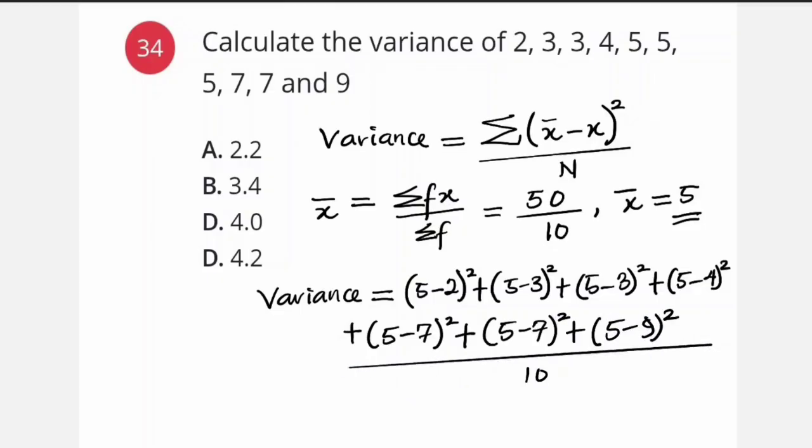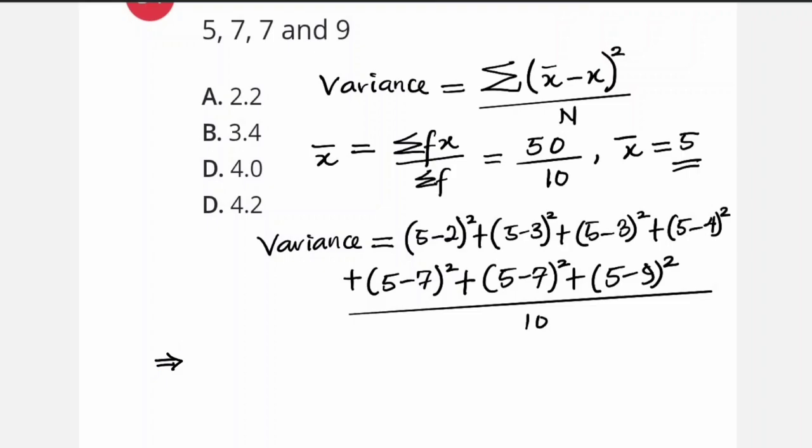Everything divided by 10. By evaluation, we see that 2 from 5 gives us 3. 3 squared gives us 9. So here we have 9 plus 5 minus 3, that gives us 2. 2 squared gives us 4. Plus, also this will give us 2, that will be 4. This will give us 1, that will be 1. Plus, this will give us negative 2, and negative 2 squared gives us plus 4.